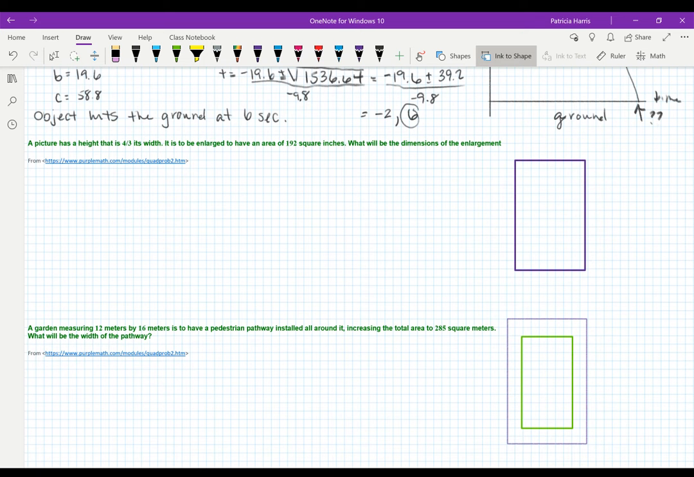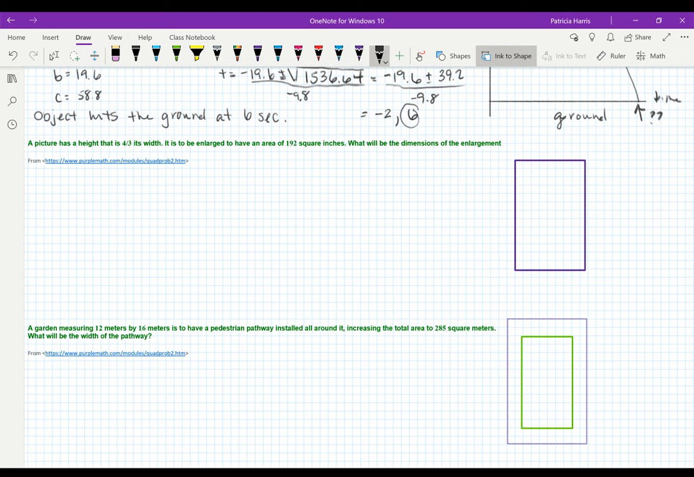Okay, so the next two problems we're going to do are going to be about area. So we have a picture that has a height that is 4 thirds times its width. It is to be enlarged to have an area of 192 square inches. What are the dimensions of the enlargement?